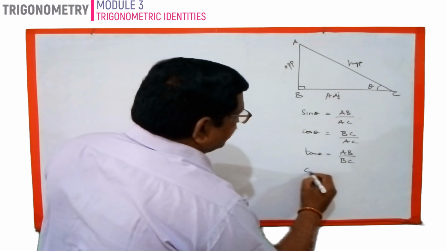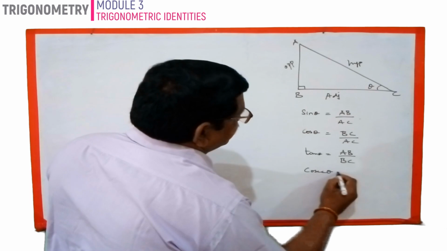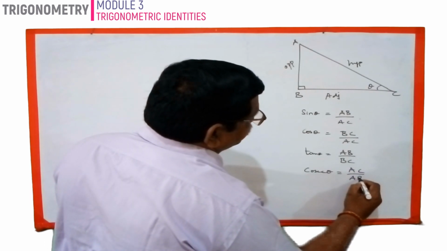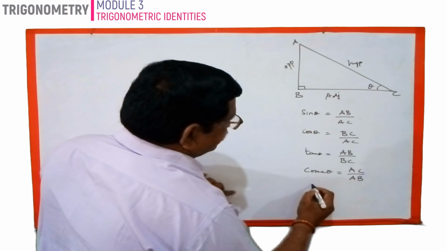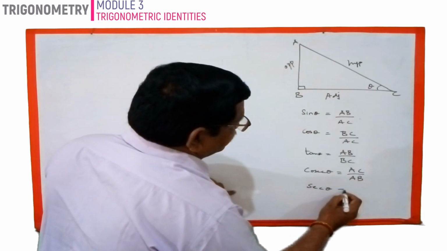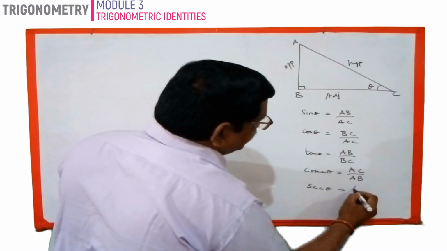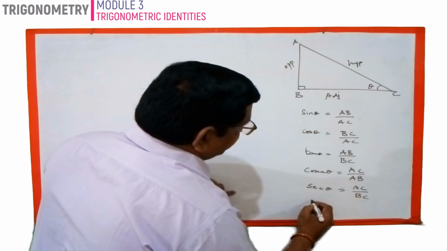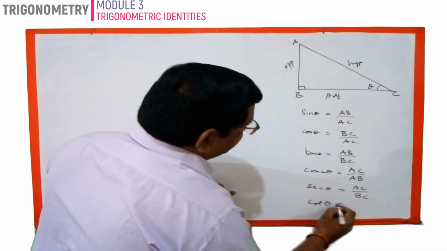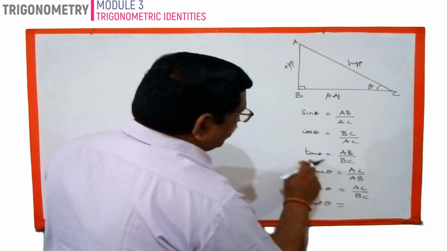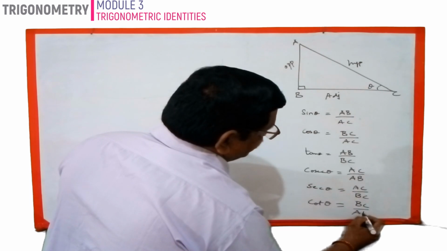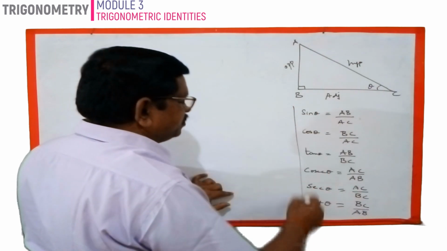And cosecant theta is nothing but AC by AB, that is the reciprocal of sin theta. And secant theta is the reciprocal of cos theta, so it is AC by BC. And cot theta is nothing but the reciprocal of tan theta, so it is BC by AB. So all the 6 different values I have written here.